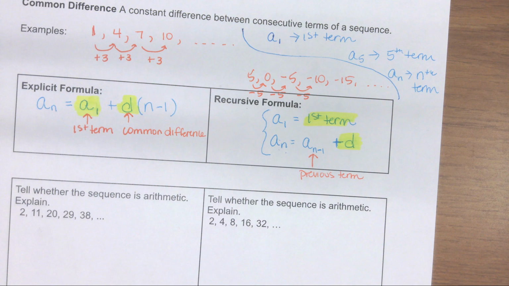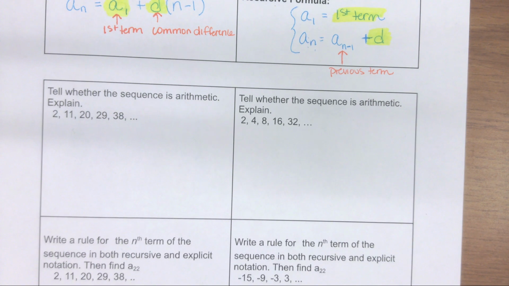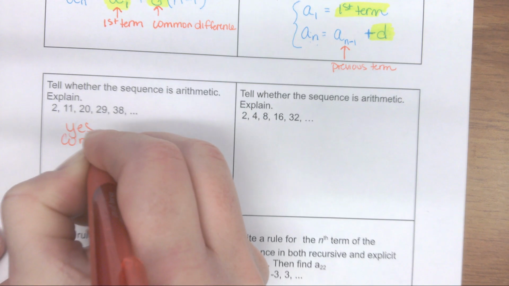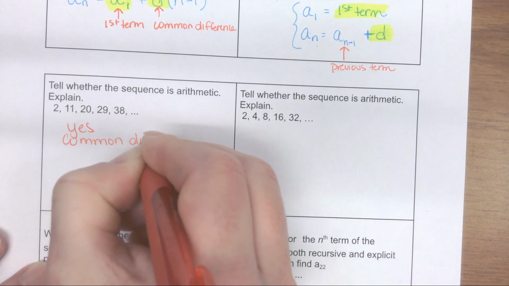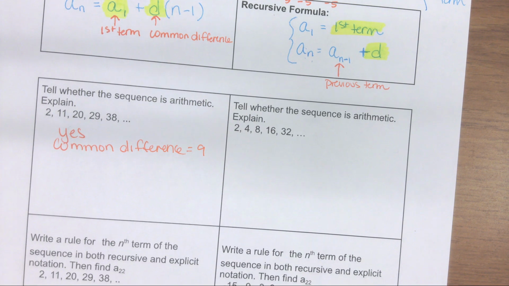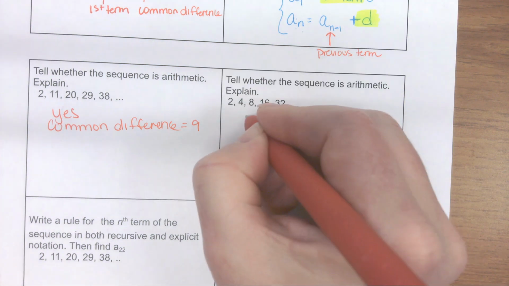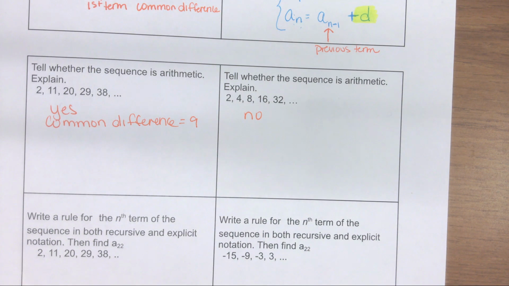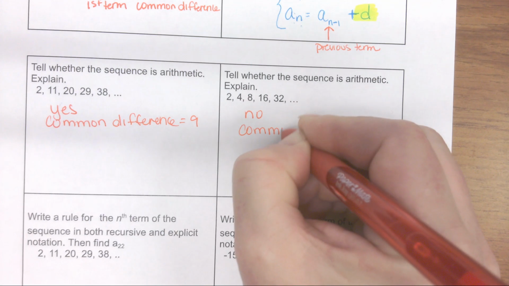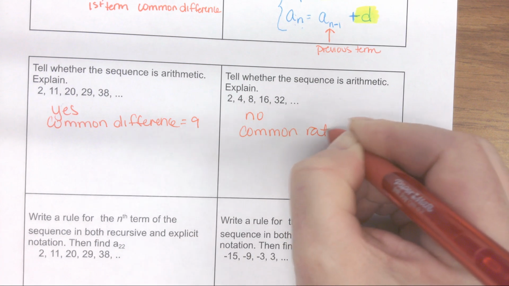So what did you think about the first one? Yes. What was the common difference? What did you think about the second one? No. This is the other kind, right? This has a common ratio. Actually, it doesn't have a common ratio. Oh yeah, it does. Common ratio of 2, right? But not common difference. And we'll get to these guys later, but we're just looking at these ones today.